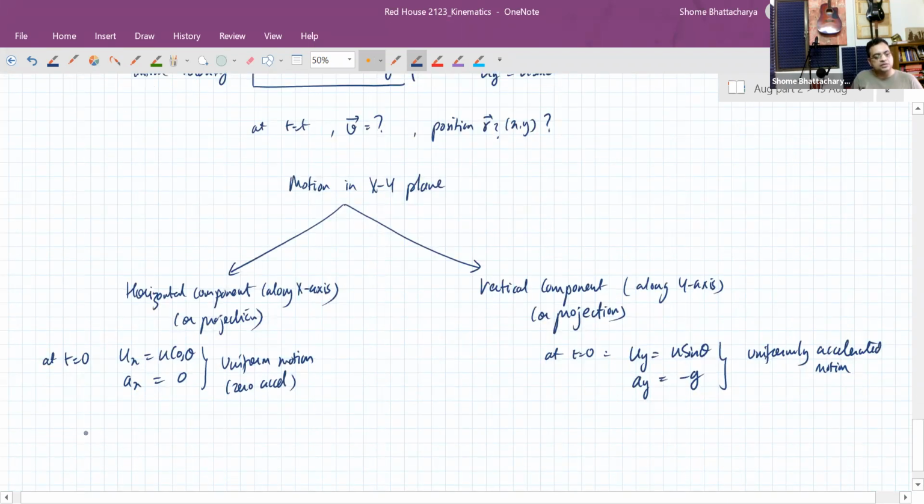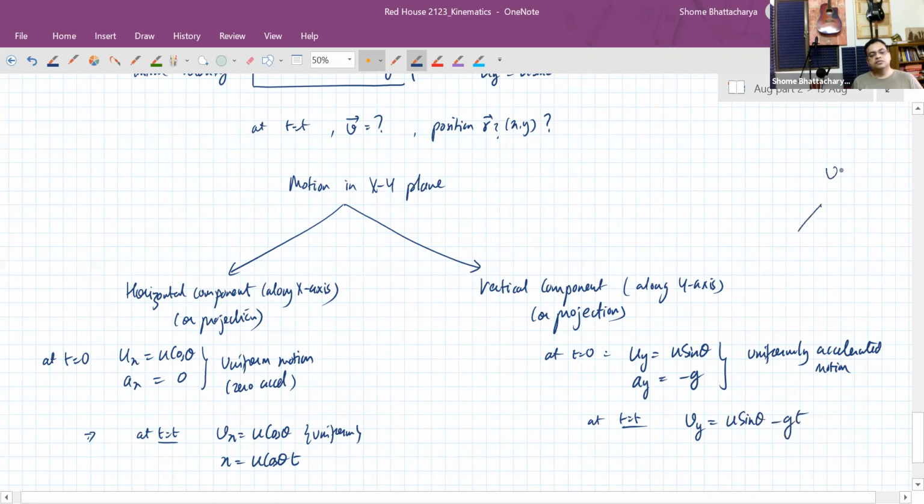Along the x-axis, the horizontal component, at any time t the instantaneous value of velocity will remain u cos theta. It remains uniform because it's unaccelerated, and the x component of displacement is that uniform velocity into time. Along the y-axis, at any time t, the y component of velocity will become u sin theta minus gt. Here we are using the equations v equals u plus at and s equals ut plus half at square, because it's a uniformly accelerated case, whereas along x the velocity is constant, the acceleration is 0, and displacement is that constant velocity into time. So the y component of displacement will become u sin theta into t plus half at square, where a is minus g.